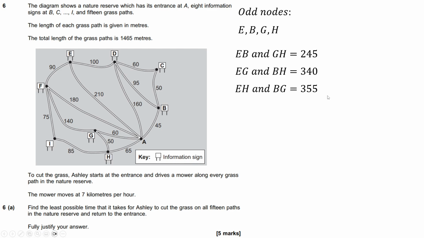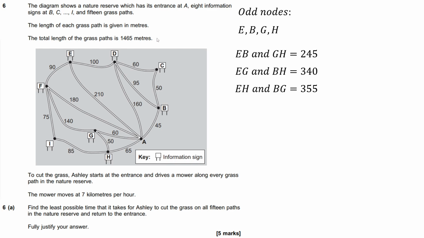gets us 355. Now, which is the shortest? It's clearly this one here. So if we repeat this one, then we can make the graph Eulerian. Would it be Eulerian or semi-Eulerian? I'm not sure. Anyways, because this is the shortest, we're going to want to repeat this one.